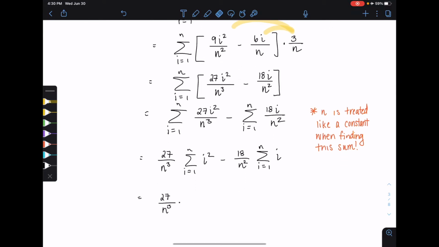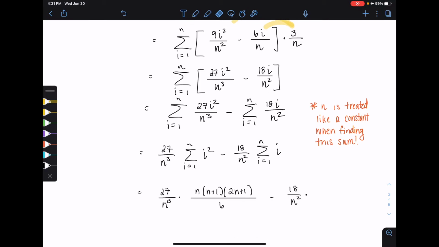So this is equal to 27 over n cubed. If I sum up i squared from 1 to n, it's n times n plus 1 times 2n plus 1 over 6. Likewise, if I sum up i from 1 to n, it's n times n plus 1 over 2. And then we can do a little bit of simplification. 27 over 6, they're both divisible by 3. So that would be 2 and a 9. Likewise here, both divisible by 2. So this would be 9 and 1.